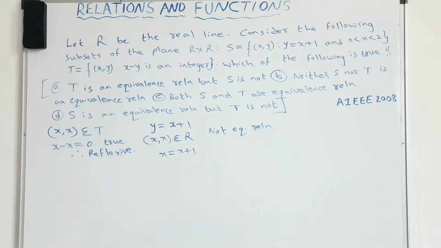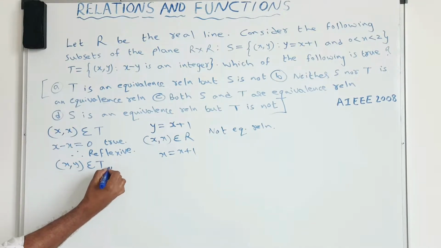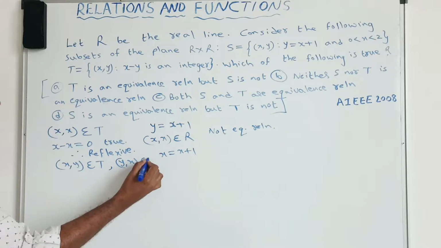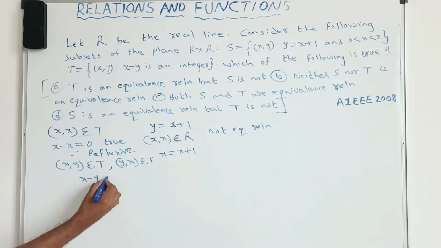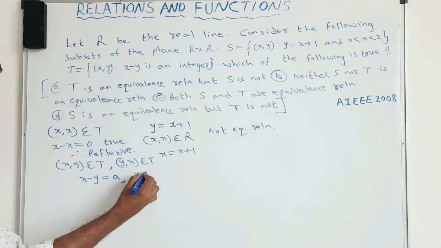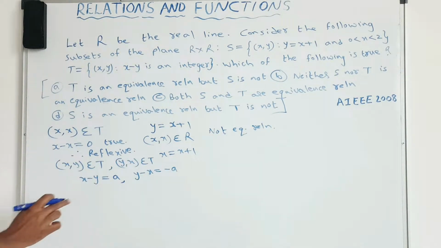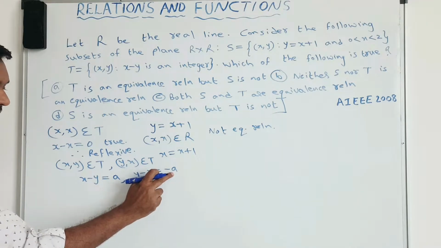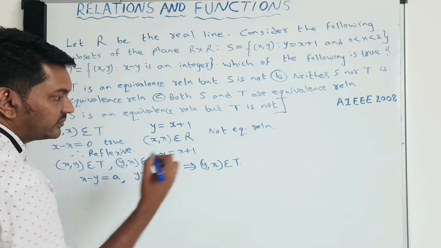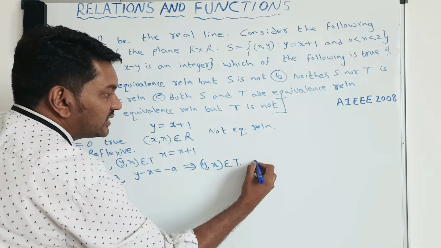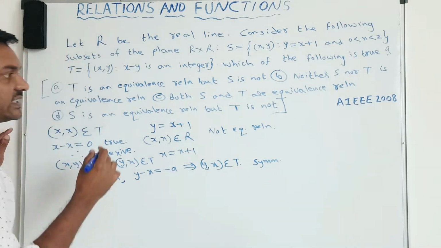Now I need to check whether it is symmetric. For being symmetric, if x comma y belongs to this relation T, then y comma x also should belong to the relation T. If x comma y belongs to T, it means x minus y is an integer. If x minus y is an integer, you name it as A. Y minus x will be what? Minus A. This is also an integer. If A is an integer, minus A also will be an integer. So you can tell y comma x is an element of the relation T. Therefore, this relation T is symmetric.